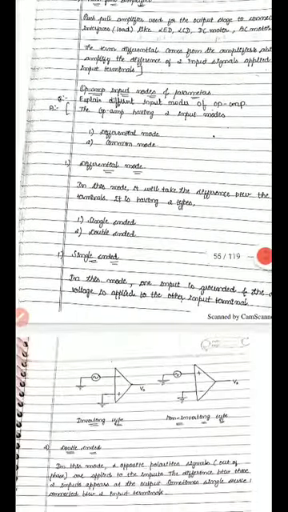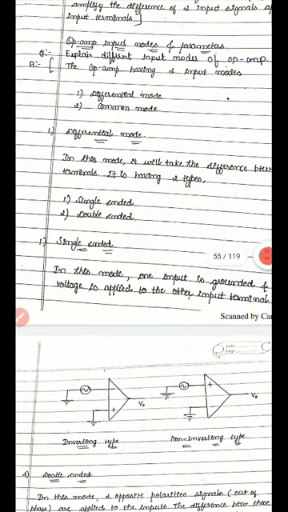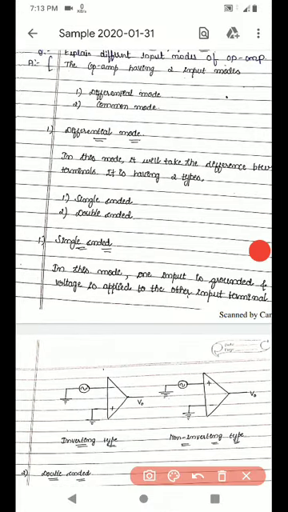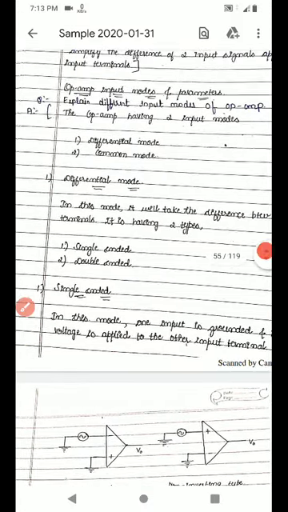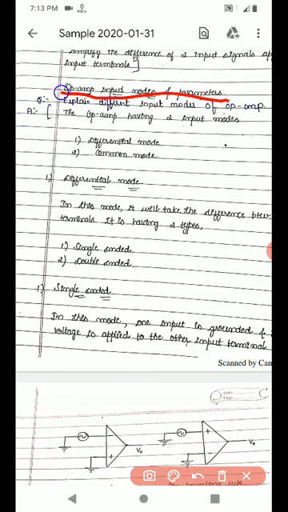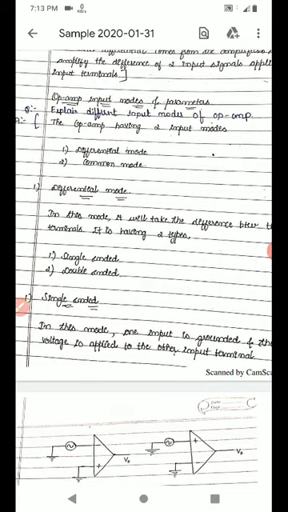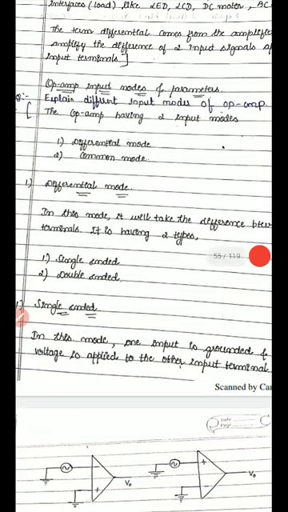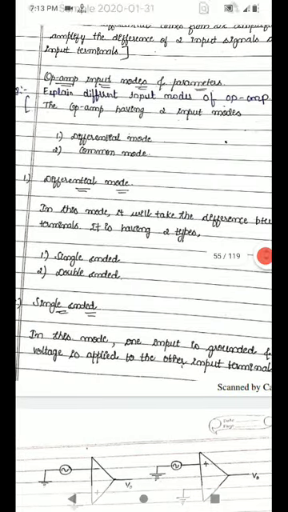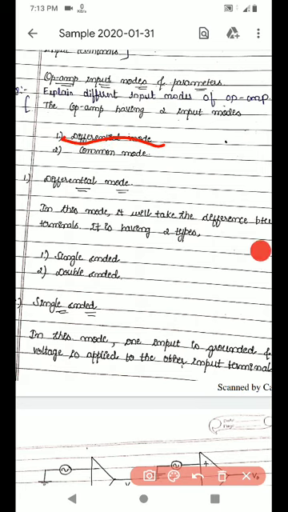Next, coming to the op-amp input modes and the parameters. First, the op-amp input modes, that is the operational amplifier input modes. Here there are mainly two input modes. The first one is differential mode, the second one is common mode.